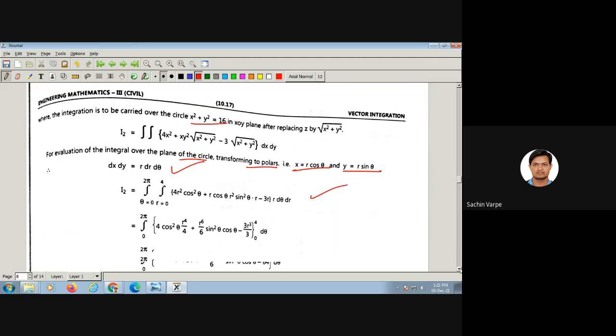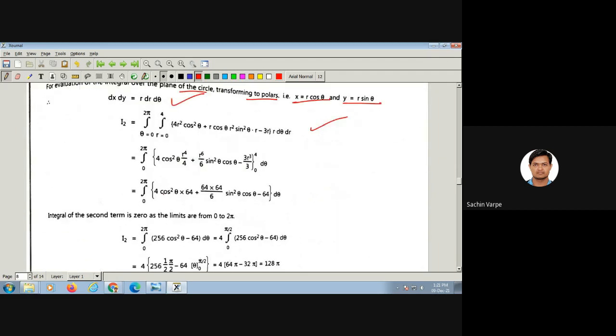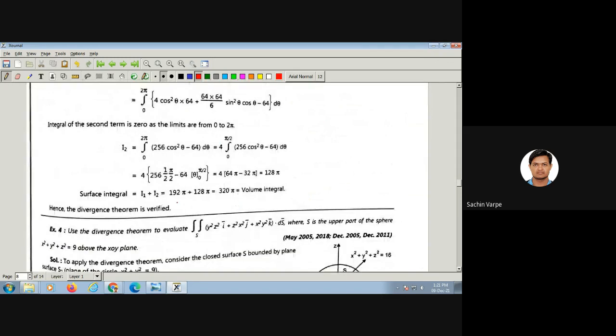What we get, the limits for evaluation of the integral over the plane circle, transforming to polar coordinates, x is equal to r cos theta and y equal to r sin theta, with r dr d theta. The limits are r varies from 0 to 4 and theta varies from 0 to 2 pi. We calculate, and the sum of both of these integrals will definitely be the right hand side we have calculated, which is the volume integral.